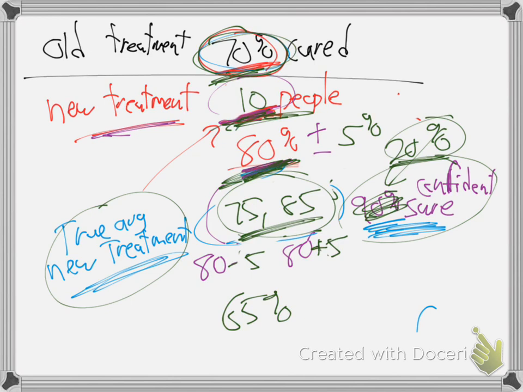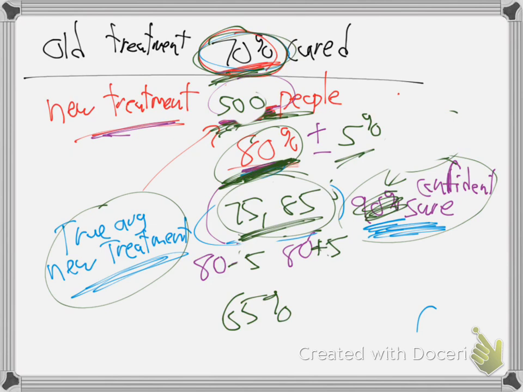So we gave 10 people the new treatment. 8 out of 10 were healed. We want a 5% error, but we want a higher percentage of confidence. More test subjects. That's always the answer, huh? If instead you said, let's try it on 500 people, and it still came out 80%, then you would be like 95% confident. Could you get a lucky 500 people? Almost no way. It's just not going to happen, huh?